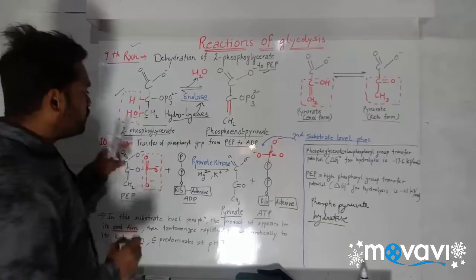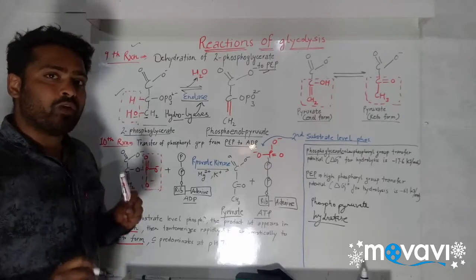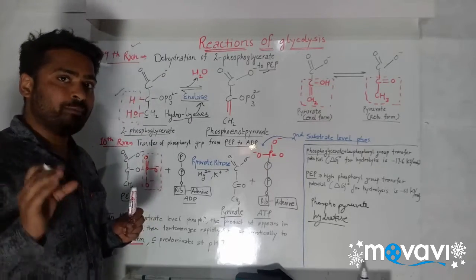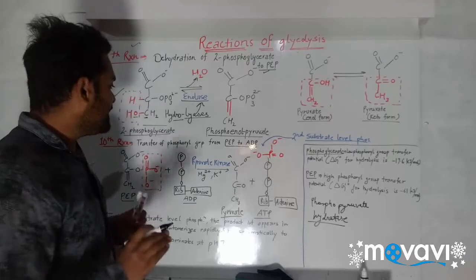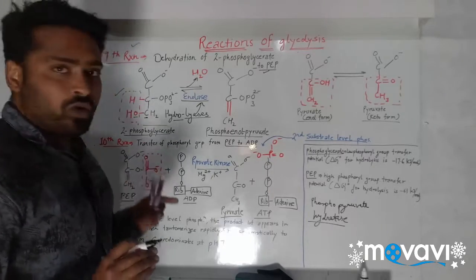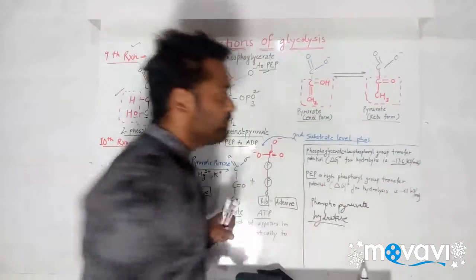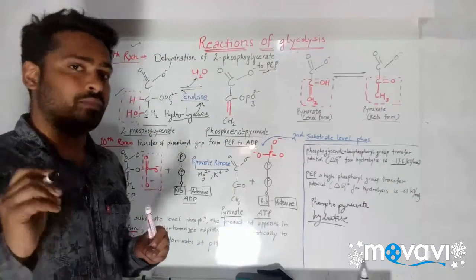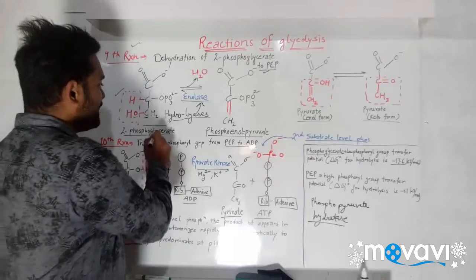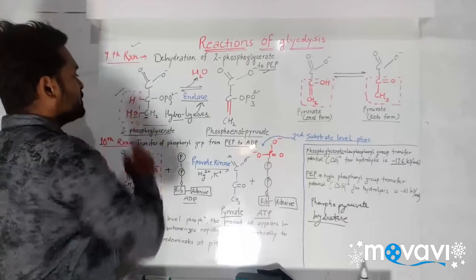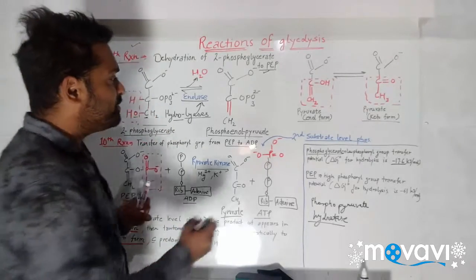This 2-phosphoglycerate is a compound with low phosphoryl transfer potential. That is, the free energy of hydrolysis for this compound is only minus 17.6 kilojoules per mole. But after the water molecule is removed from this compound, what are we ending up with?